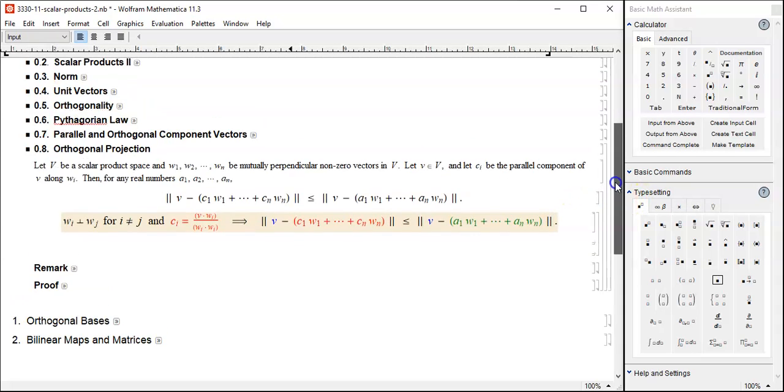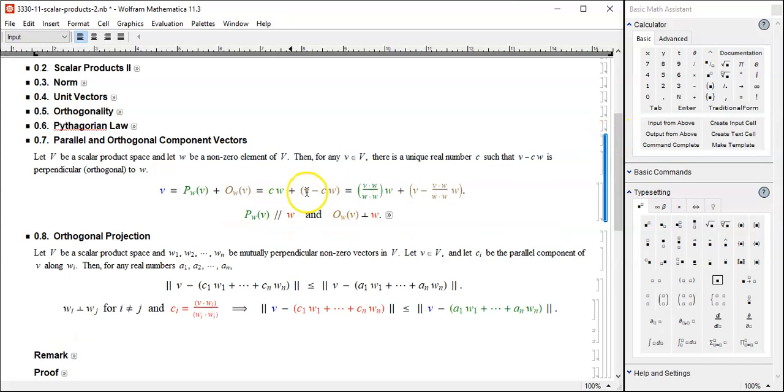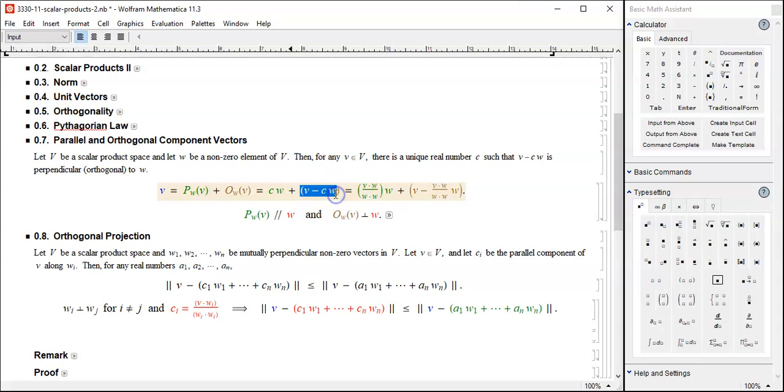Of course, the picture I showed you had only 2 dimensions, C1W1 plus C2W2, only those two. But you can generalize. It's a generalization of this. V minus CW, that was just one dimension. And here, V minus C1W1 plus C2W2 plus all the way over to CNWN. So this is the orthogonal projection vector on the plane, on the subspace, and V minus that, okay, we finally have a vector that is perpendicular to everything.